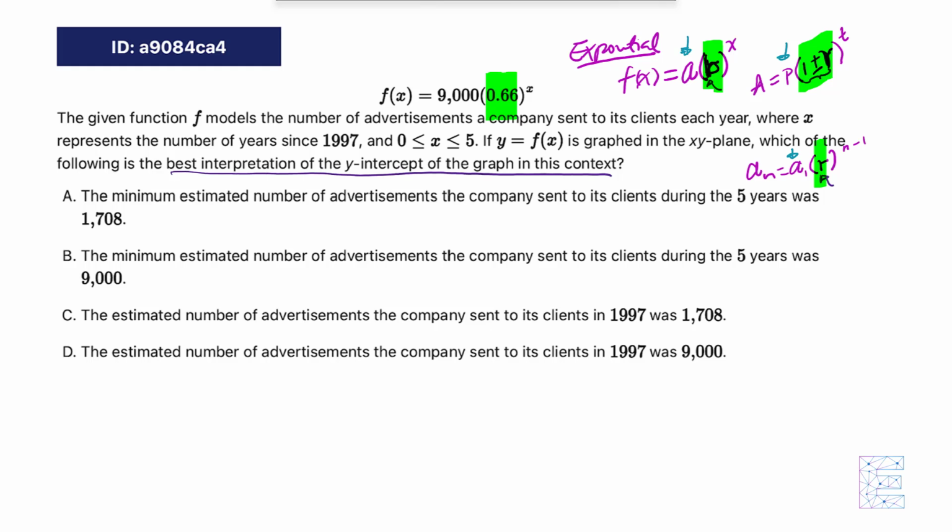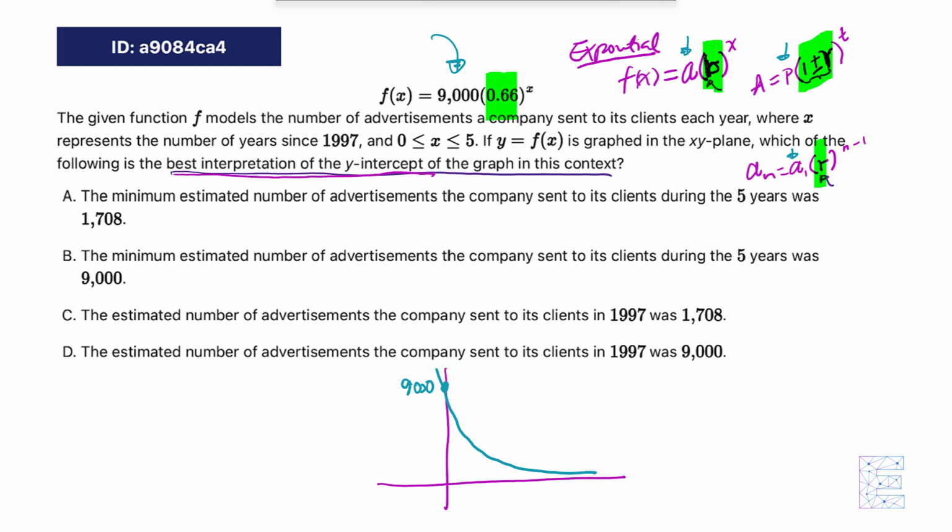Now, back to the question at hand. It says the best interpretation of the y-intercept. So remember, the y-intercept is the starting point of any graph. So let me see if I can illustrate this real quickly. Say we have the function given, 9,000 is the initial value. So on the y-axis, I would pretend this is like 9,000. And since this is a decay, this graph is going to be coming downwards, sort of like that.